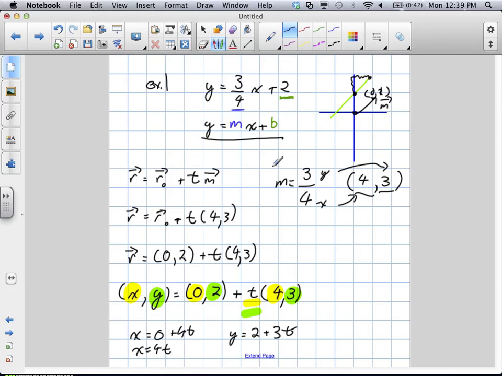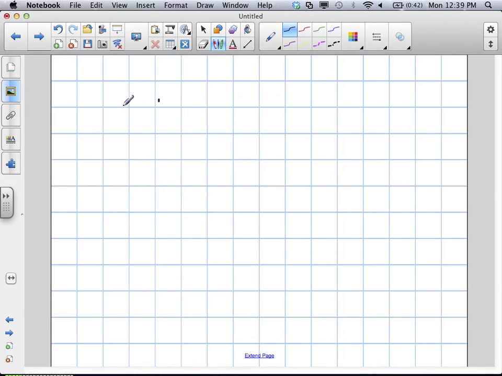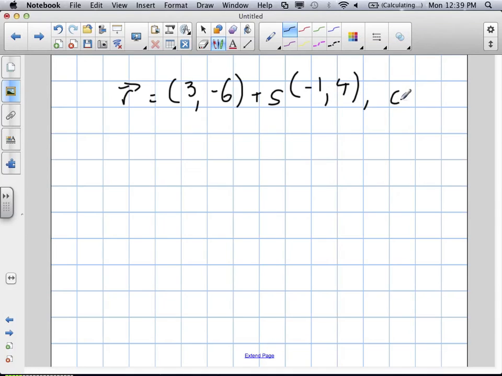Example 2 actually gives us a parametric form of an equation. So let's just keep going with this. It's the same idea. The only difference is if they've given us our equation of a line in vector form. So our vector r is equal to 3, negative 6, plus, and instead of using t, they're using the variable s, negative 1 and 4, where s is all real numbers. So they want this in the slope y-intercept form, which is essentially what we talked about just a second ago, y equals mx plus b. So we have to take this form above and put it into our y equals mx plus b.